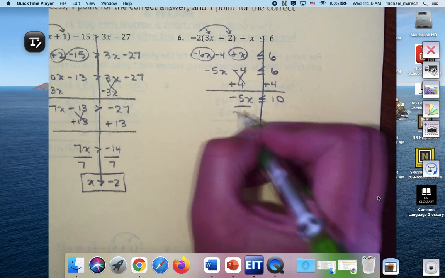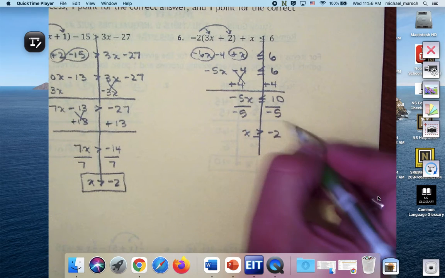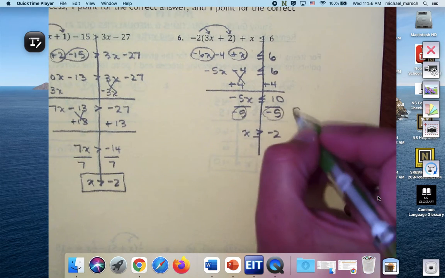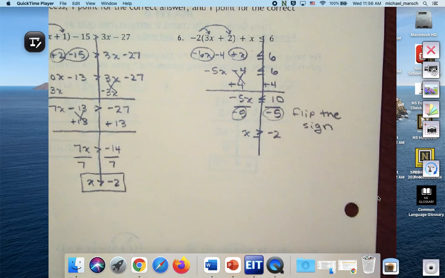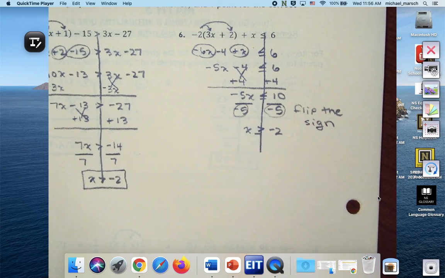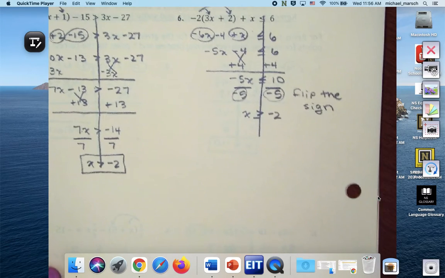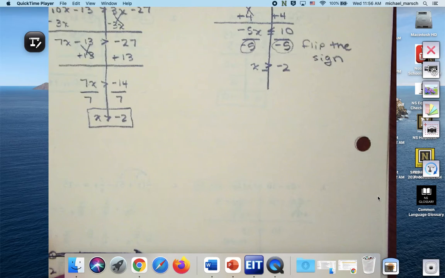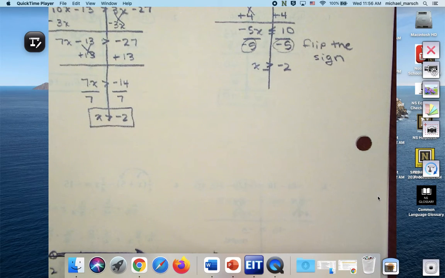Divide by negative 5. So Brody, what do I have to do? Flip the sign. Flip the sign. Open or close circle? Close. Close. Good job. And I'm going to shade my arrow to the right again.